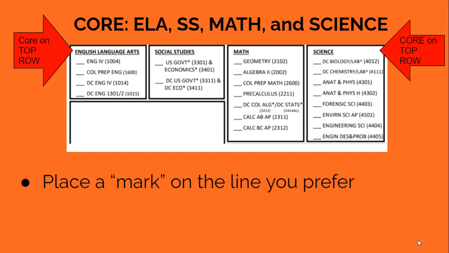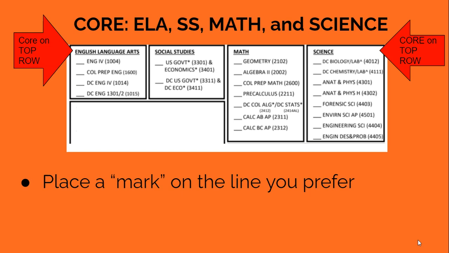Now let's start making your selections. We're going to start with English. You can choose English 4, College Prep English, Dual Credit English 4, or English 1301 Dual Credit. If you are currently in English 3 Dual Credit, you are going to select English 4 Dual Credit. If you are not in a dual credit class this year, but you are interested in taking dual credit English for next year, you're going to select 1301.